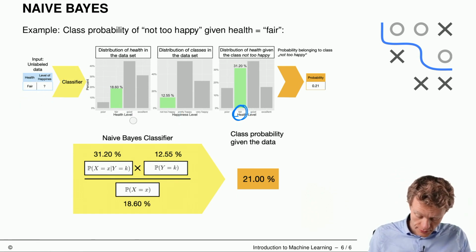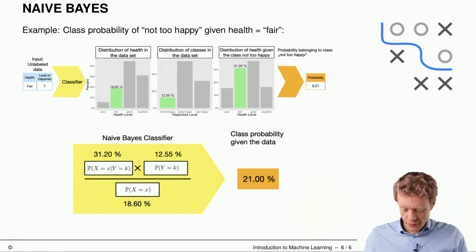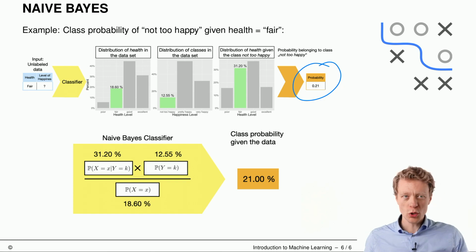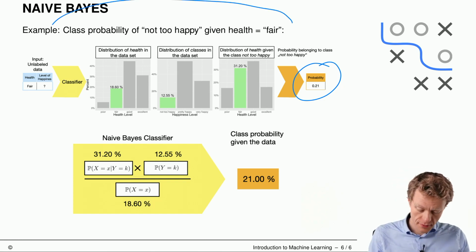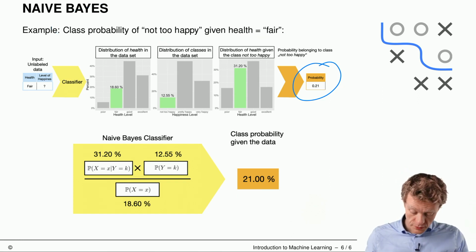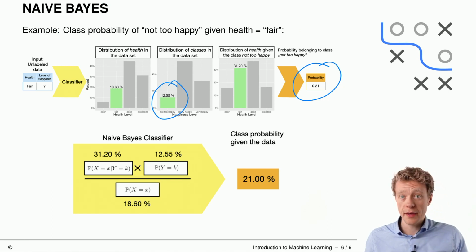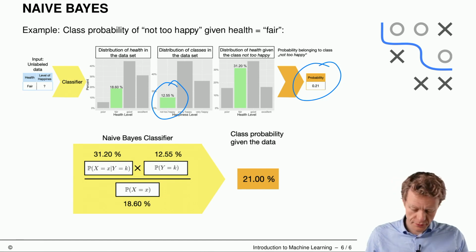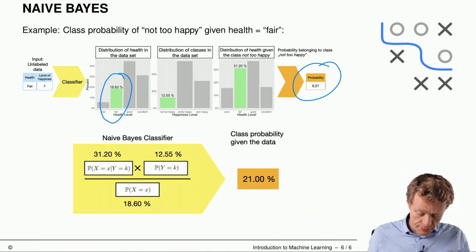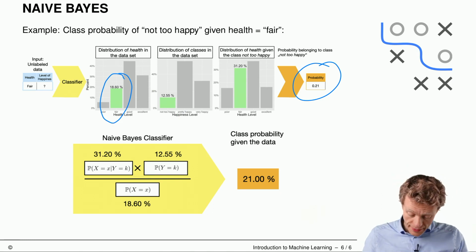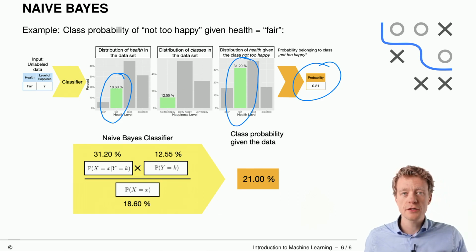What do we do with that? Let's clean up first. So the question is now, and you already see the solution, it's 21%. Okay, the question is now, what is the class probability of not too happy given health fair? Okay, the class probability of not too happy marginally, without knowing anything about the health level, is 12.55%. Okay, that's a baseline, we start with that. Now the question is, does having fair health increase or decrease this? We can also call this the prior probability. And what we do for answering that question is that we compare two numbers, and these two numbers are the probability of having fair health and the probability of having fair health given the class not too happy.